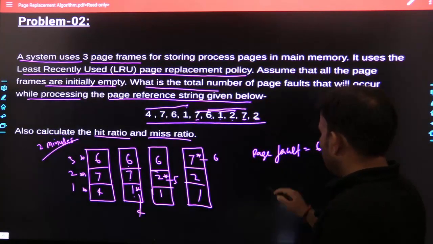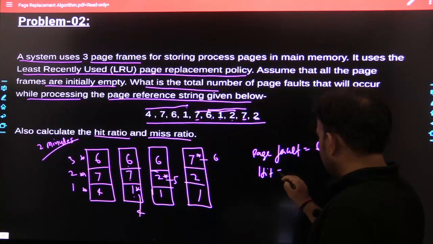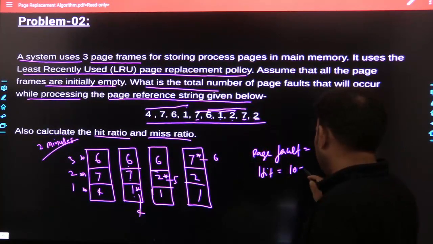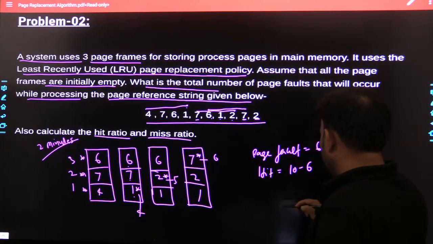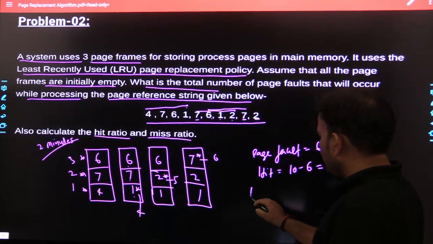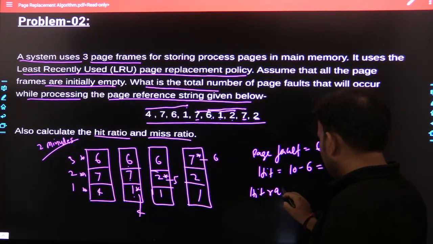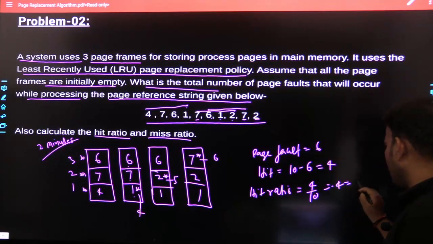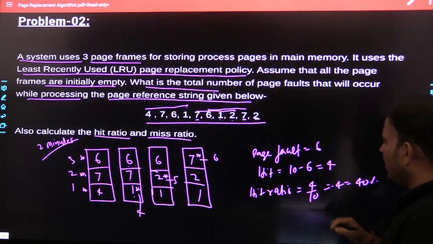And hit how many? 10 minus how many pages we have? Out of 10, 6 times miss means page fault. So hit equals 4. Hit ratio again what? 4 upon 10. Out of 10, 4 times hit. 0.4 is what? 40%. Okay.